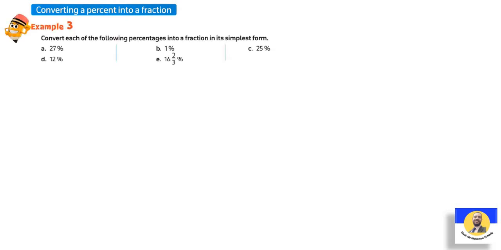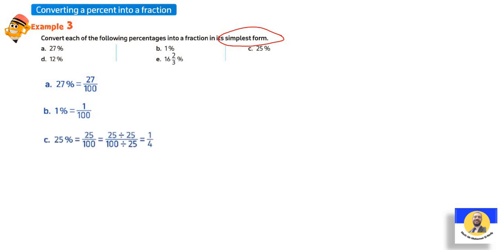Next, how can we change percent into a fraction? Okay, it's easy. If you have 27%, how can I change it into a fraction? It will be easy. 27% equals 27 over 100. But take care, is it in simplest form? In some questions you can divide up and down by the same number. 27 over 100 stays the same. Letter B, 1% means 1 over 100. Letter C, 25% means 25 over 100.